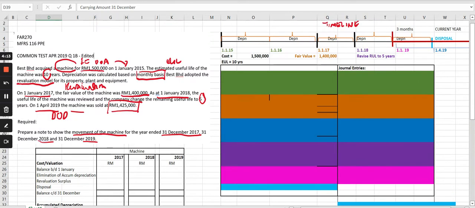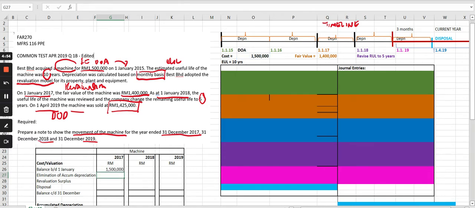So bear in mind, if you can check my diagram here, the date of acquisition is 1st of January 2015. So I put here DOA, right? The date of acquisition of the machine. What you need to understand is that the machine still remains at cost, even until 1st of January 2017, in the machine account it is at cost. So we'll show this at cost, so it would be 1.5 million. So the figure here, 1.5 million.